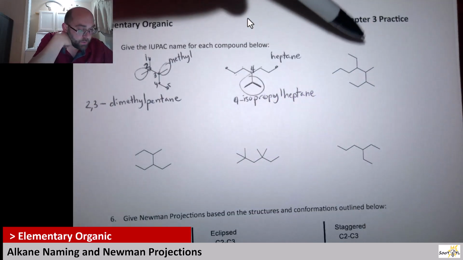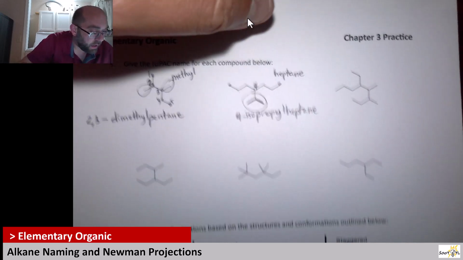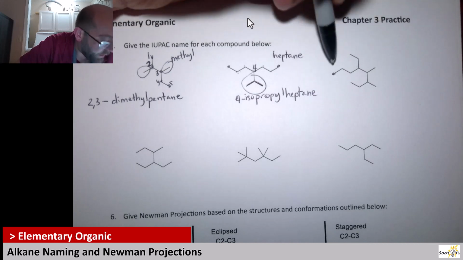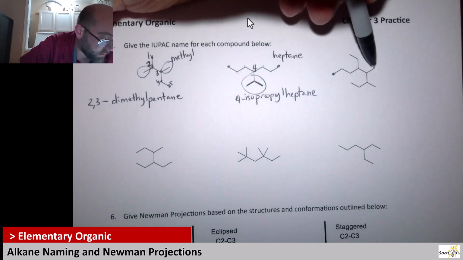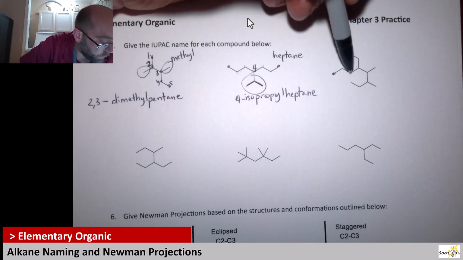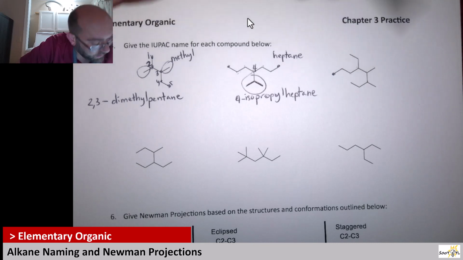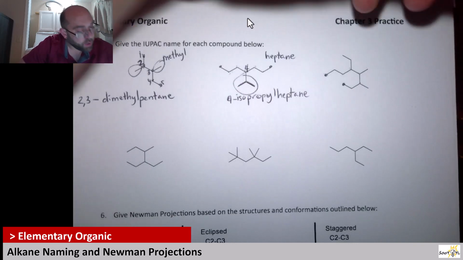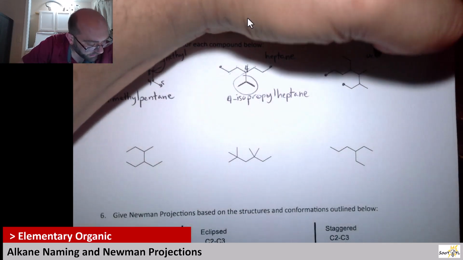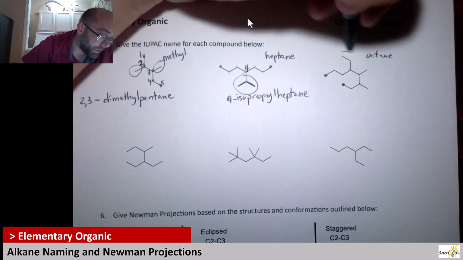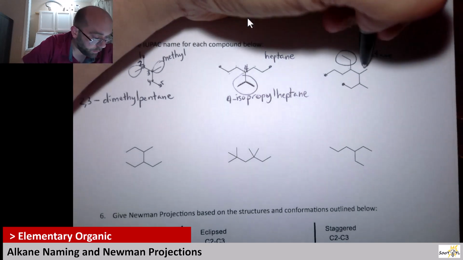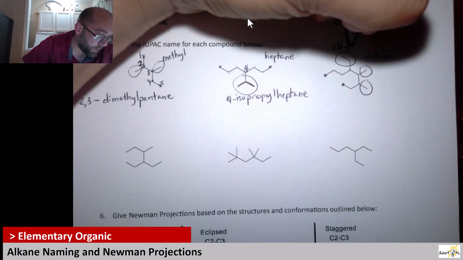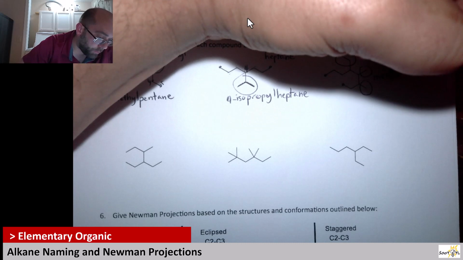Alright, looking at our next one, we need to find the longest continual chain. So looking at where these connect, that's a 3-carbon, that's a 2. So I'm betting I've got to start here. 1, 2, 3, 4, 5, 6. That's not going to be good. 1, 2, 3, 4, 5, 6, 7, 8. It's going to have to go from dot to dot, right? That 8-carbon chain. We would call this a parent of octane. So that means I've got a branch here that's a 2-carbon, and a branch here and here. Each one of those is 1 carbon. So I've got an ethyl group and I've got 2 methyl groups, right?